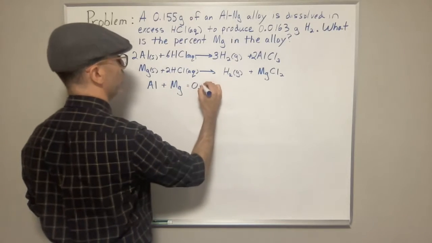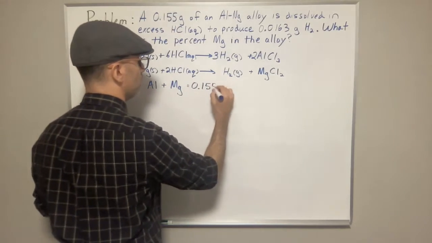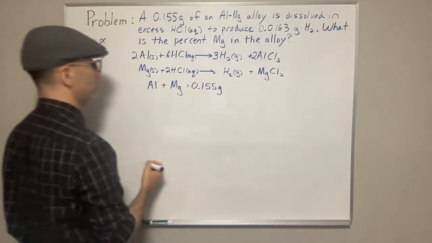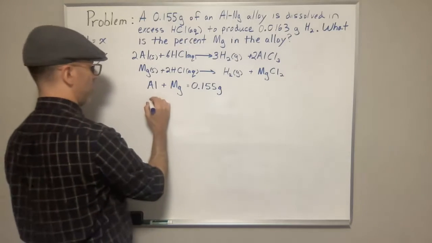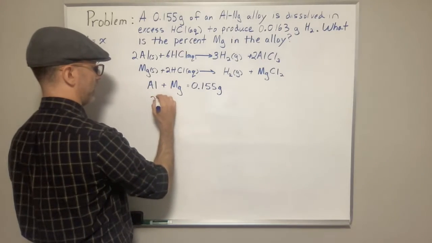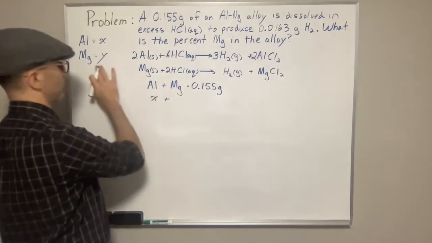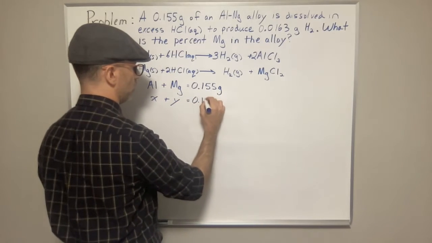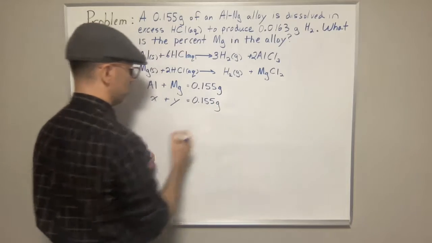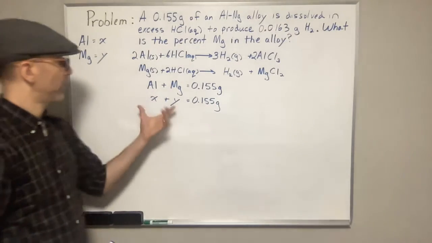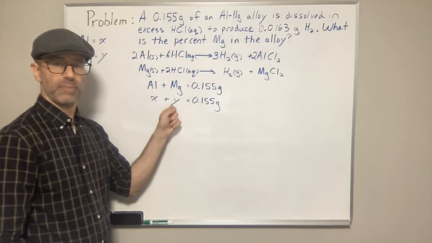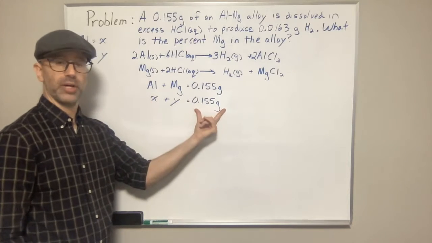0.155 grams total. So aluminum is X. So that means that X plus magnesium, which is Y, is equal to 0.155 grams. Okay, so here's our first equation. The mass of aluminum plus the mass of magnesium is equal to this total here.